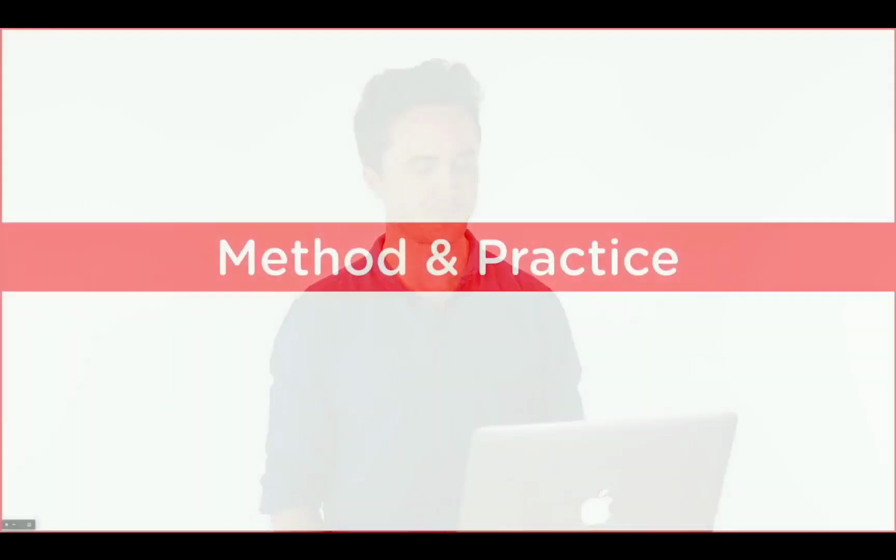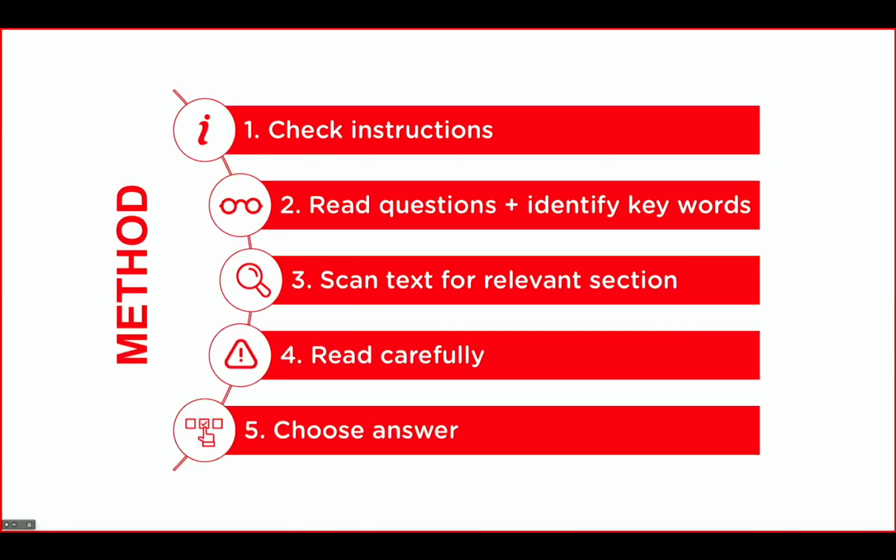You'll either write the whole word true. If it says true in the question, you'll write true, or it might ask you to write T, F, or NG. Just follow the instructions. All right, let's take a look at the method and do some practice. The method works like this. You read the instructions, you read the question, you identify keywords. You scan the text for the relevant section. You read carefully, then you choose the answer.